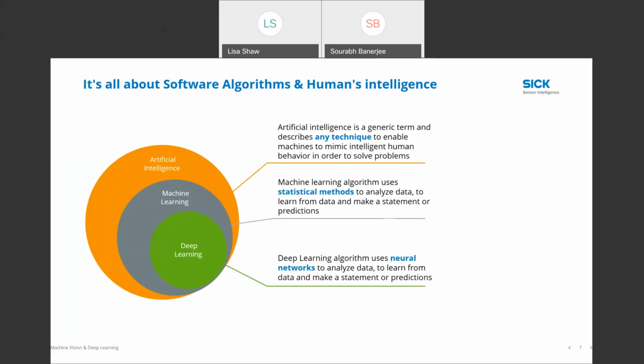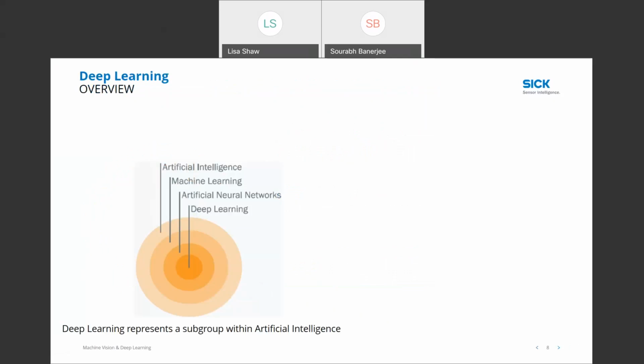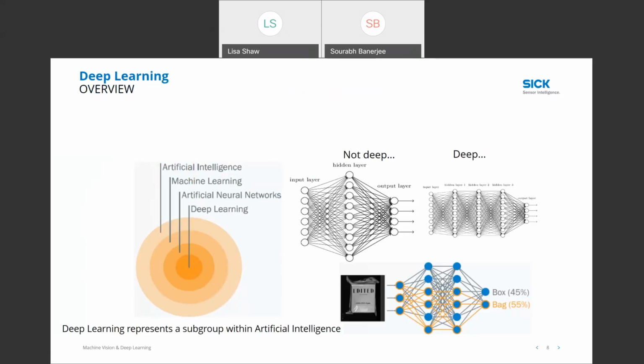Deep learning is another subset that uses a different technique, called the neural network technique or neural modeling technique, in order to analyze the data and then make the predictions. So the question comes in: what exactly is this neural network, and why is the name deep learning?